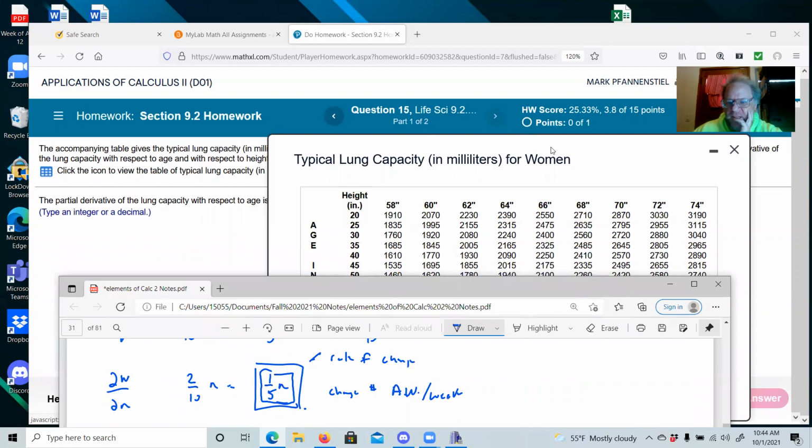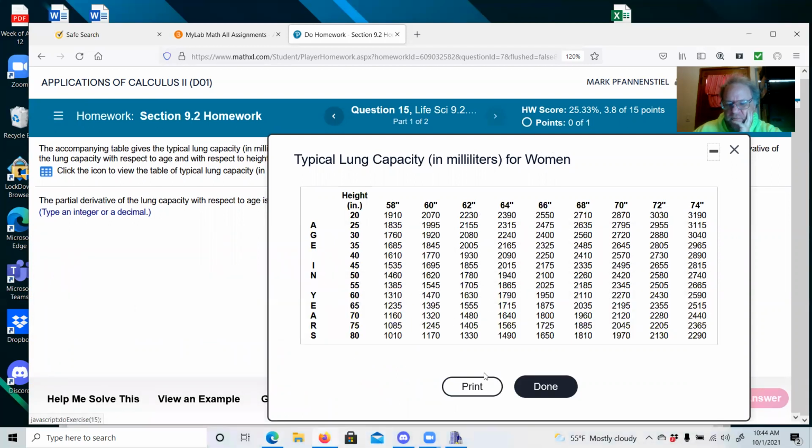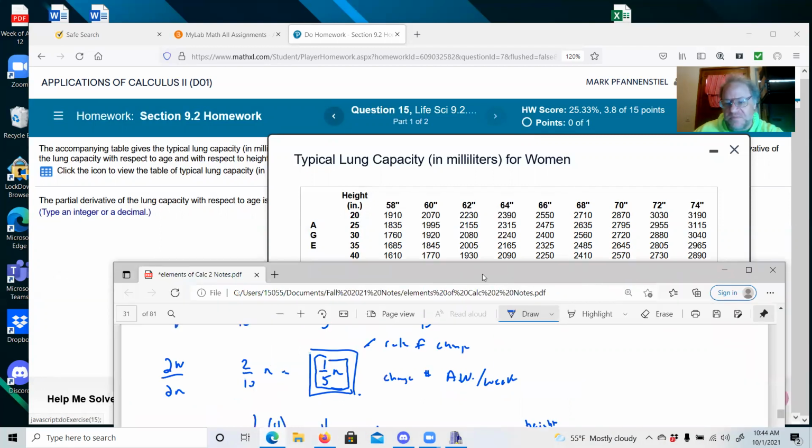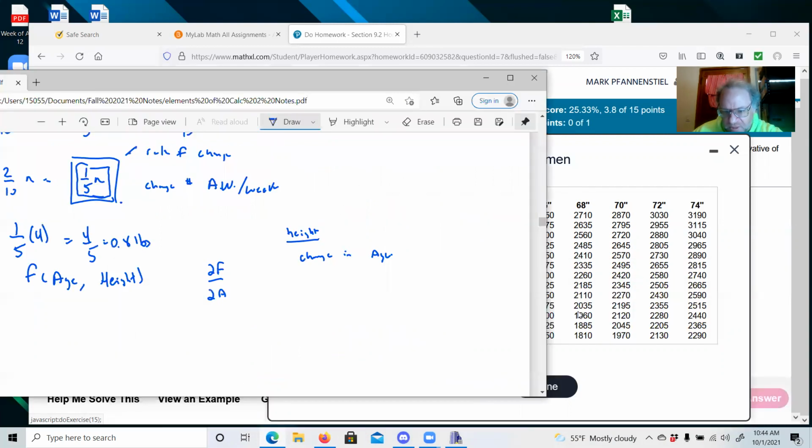So pick your favorite height. Whatever height you happen to be or close to is probably the best one to pick, but I guess I'll pick 68 inches. I'm not a woman, but that's close to my height. I'm 5'9", halfway between these two. It doesn't say which one to pick, so whatever one you picked is probably going to work out. Okay, which means we're going to get the wrong answer regardless.